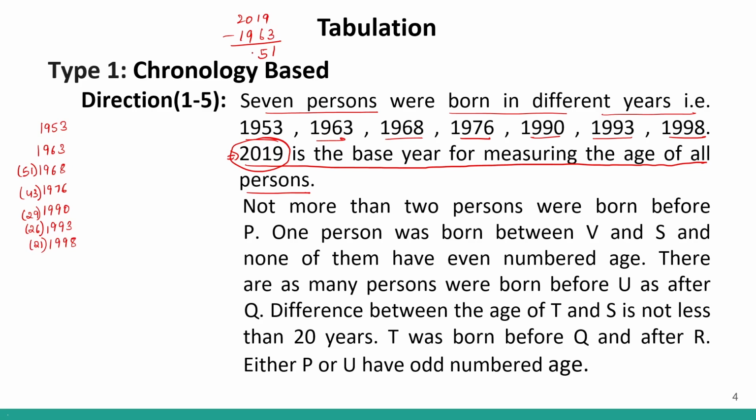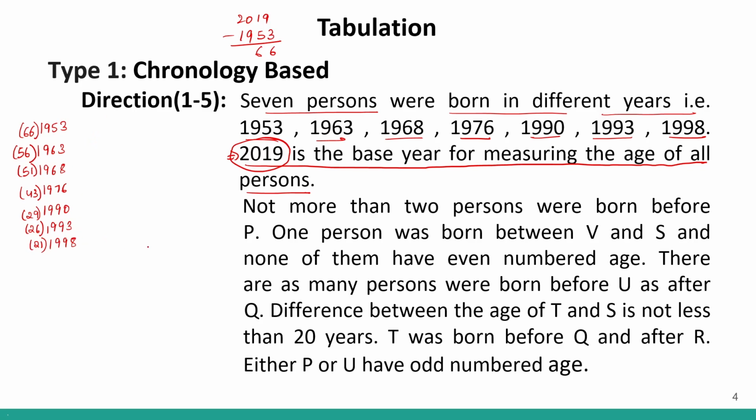Similarly for 1963, if I have to do, I'll get 6 and I'll get 5. So next person's age will be 56. And 1953, if I have to calculate, it will be 66. So the person who is born in 1953 will be 66 years of age in 2019. Similarly, the person born in 1963 will be 56 years old in 2019. This is how we will get. Now we have to arrange them, that is who is born in which year.